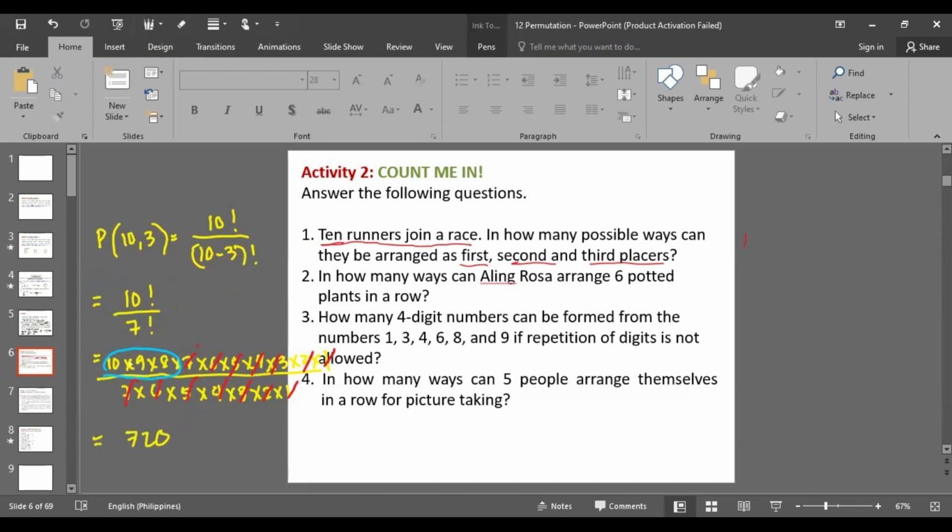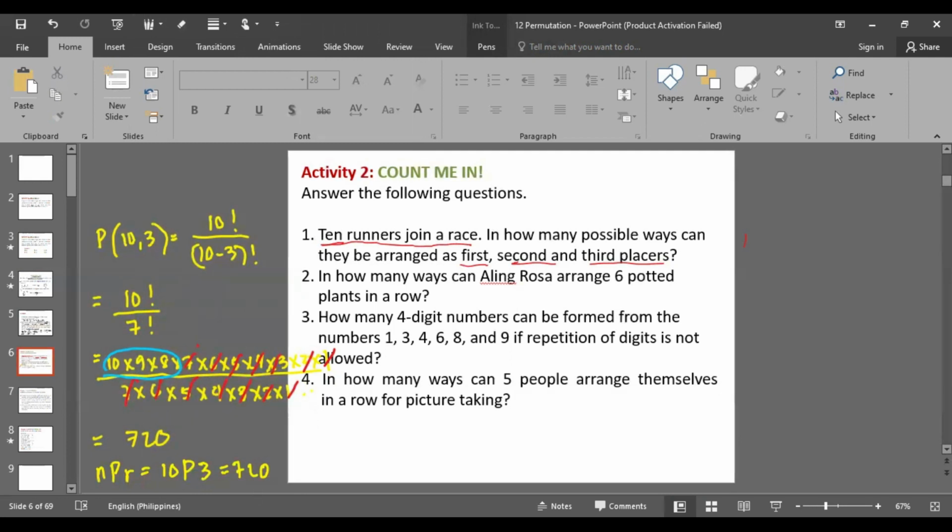Okay, so here's the step-by-step computations. But you can just do this with nPr. Just press nPr in your scientific calculator. Then lalabas P. Then punta kayo dito sa unahan ng P. Press 10. Then press 3. Then it will give you 720. That's for example number 1 in this activity.